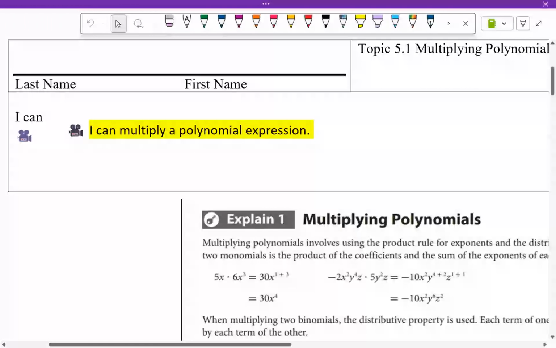So on the count of 3. 1, 2, 3. I can multiply a polynomial expression. Awesome. All right, let's talk about the vocabulary there.